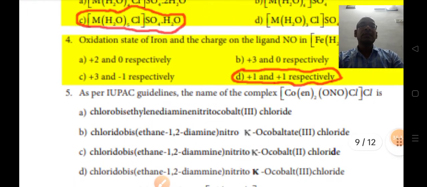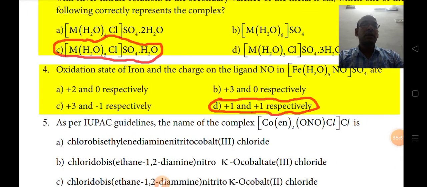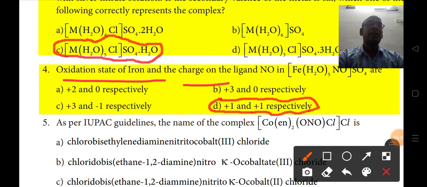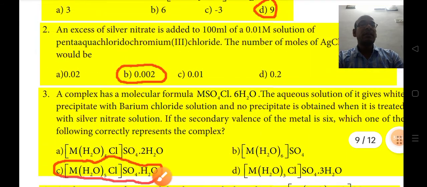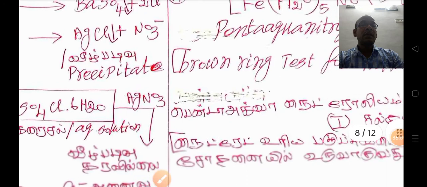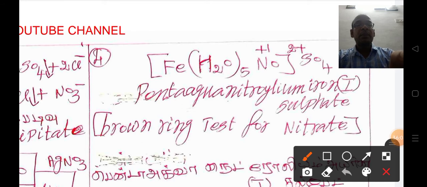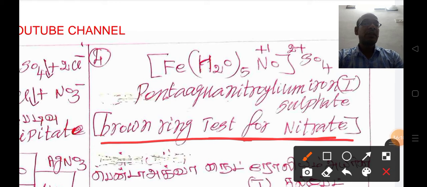Question number 4. Oxidation state of the ion and the charge of the ligand NO in this complex. This is a very interesting example. This complex is formed during the test for nitrate ion, that is, the brown ring test for a nitrate ion. That is why this question is repeatedly asked.